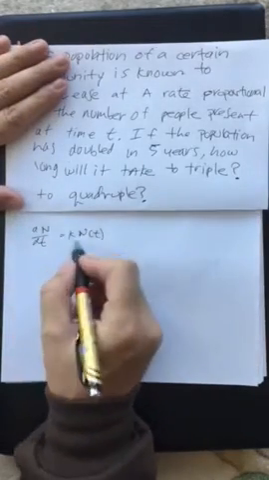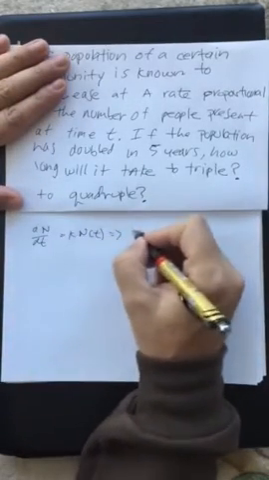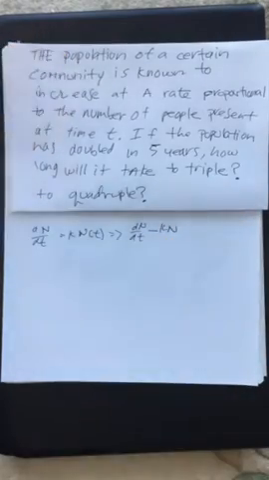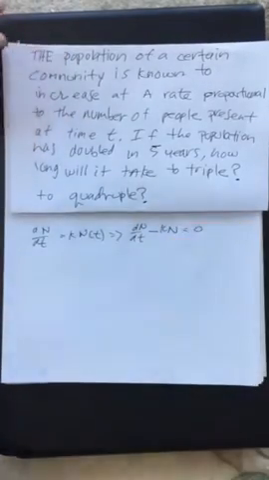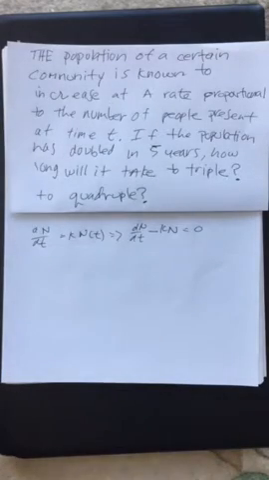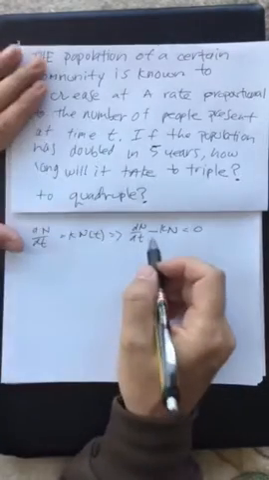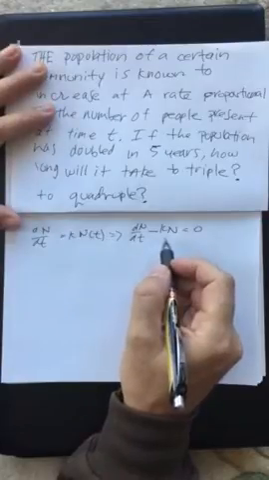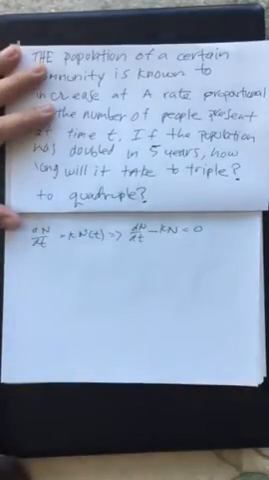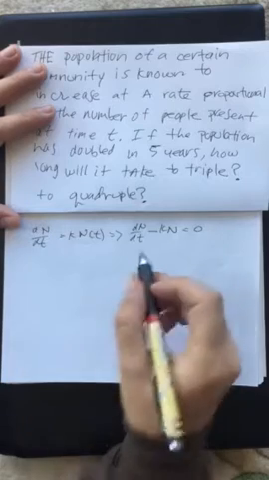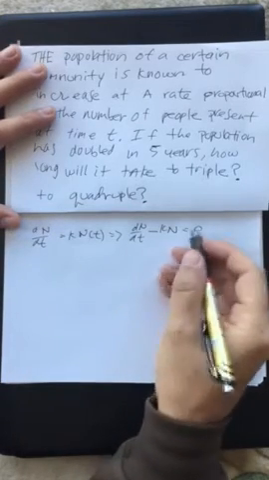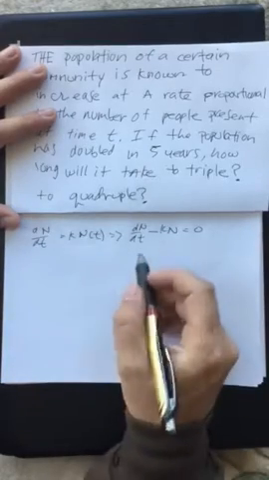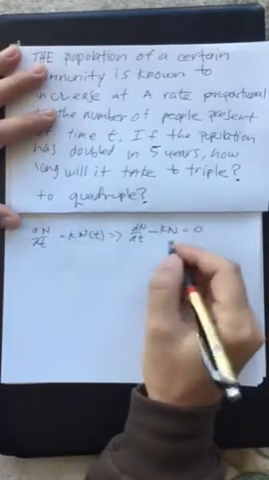Well, subtract this from both sides. We get dN/dt minus kN equals 0. What's this? Is this a first order linear ordinary differential equation? It is. You've got N prime minus kN equals 0. This is a function of x, 0 is a function of x. Why not? Okay, so what's the integrating factor here?